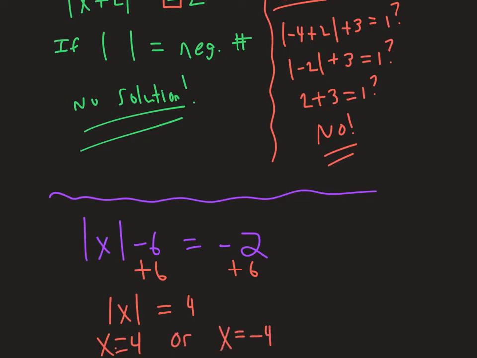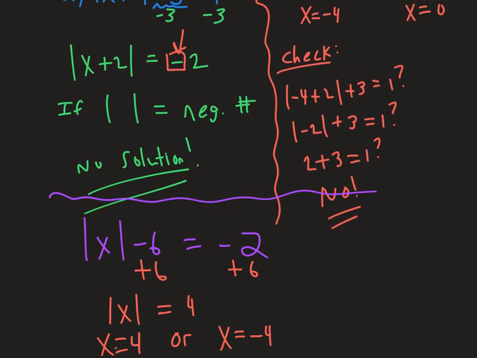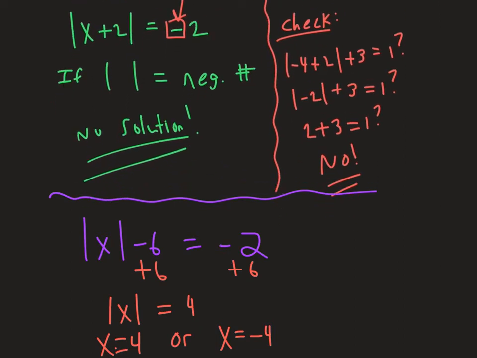Okay, so you can only go to the no solution with equaling a negative once the absolute value is already isolated. Okay, so just be careful with that, and you'll see some of those in tonight's assignment, I believe.